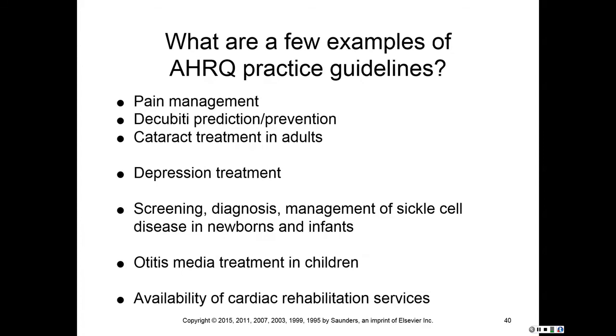What are a few examples of AHRQ practice guidelines? Guidelines for pain management, decubitus prediction and prevention, cataract treatment in adults, depression treatment, screening, diagnosis, management of sickle cell disease in newborns and infants, otitis media treatment in children, and the availability of cardiac rehabilitative services.